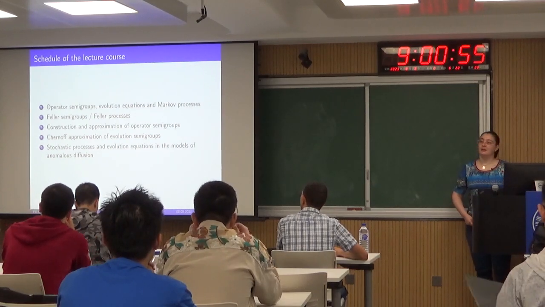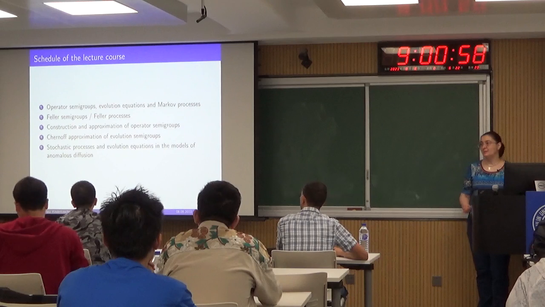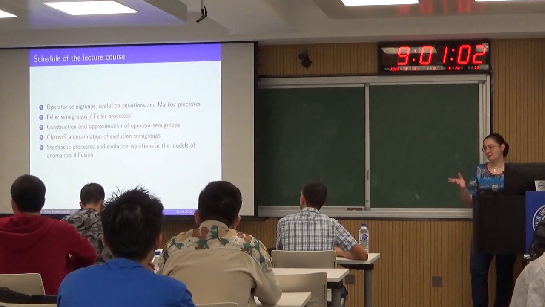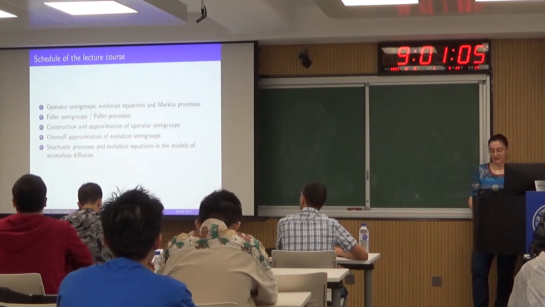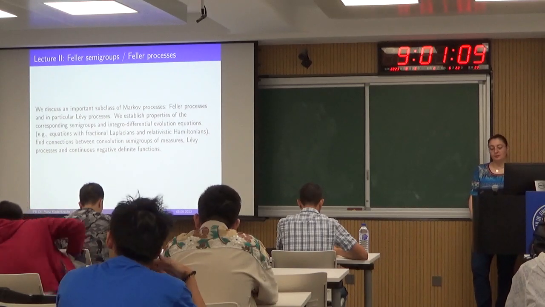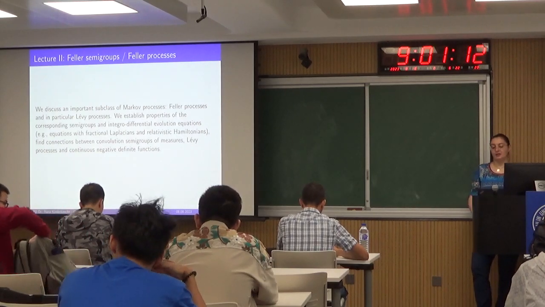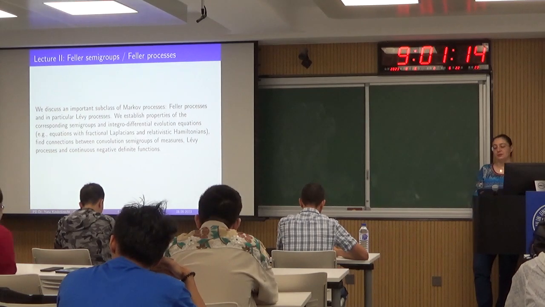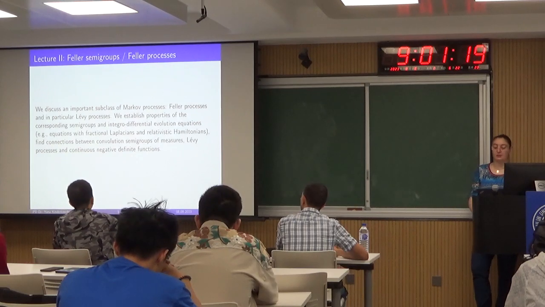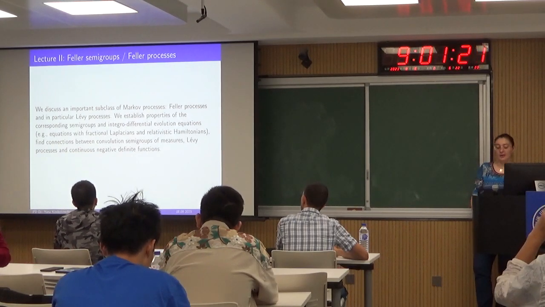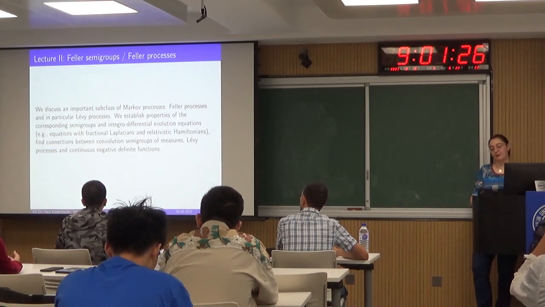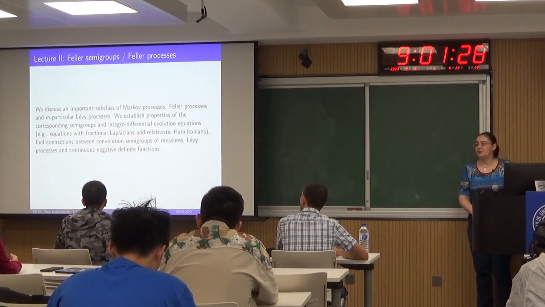We will discuss a special class of semigroups generated by Markov processes, namely Feller semigroups, and the corresponding Markov processes are called Feller processes. In particular, we establish some properties of the corresponding semigroups, their relation to integro-differential evolution equations, in particular equations with fractional Laplacians or relativistic Hamiltonians, and find connections between convolution semigroups of measures, Lévy processes and continuous negative definite functions. Okay, so this is the plan for today.